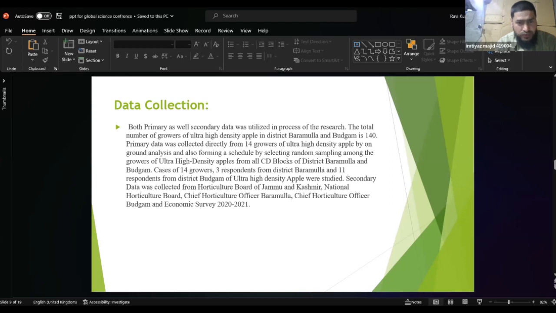Cases of 14 growers, 3 respondents from district Baramulla and 11 respondents from district Budgam, of ultra high density apple were studied. Secondary data was collected from the Horticulture Board of Jammu and Kashmir, National Horticulture Board, Chief Horticulture Officer Baramulla, Chief Horticulture Officer Budgam, and the Economic Survey of 2019-21 was used.